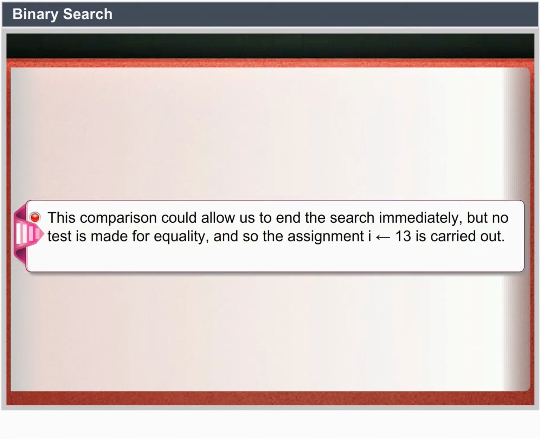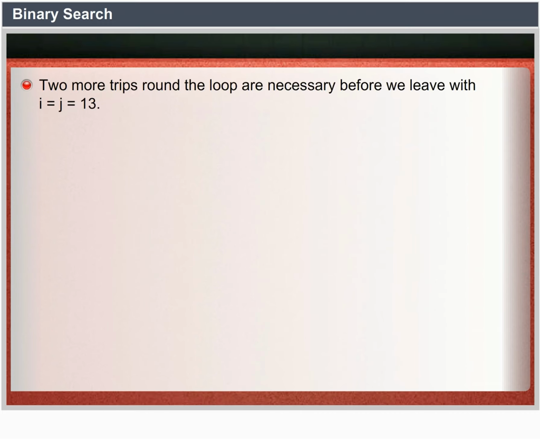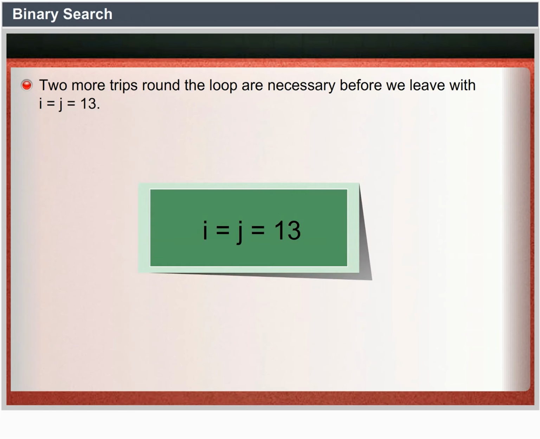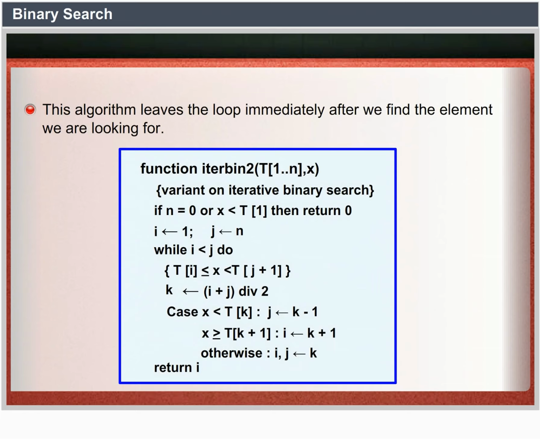This comparison would allow us to end the search immediately, but no test is made for equality, and so the assignment i ← 13 is carried out. Two more trips round the loop are necessary before we leave with i = j = 13. This algorithm leaves the loop immediately after we find the element we are looking for.